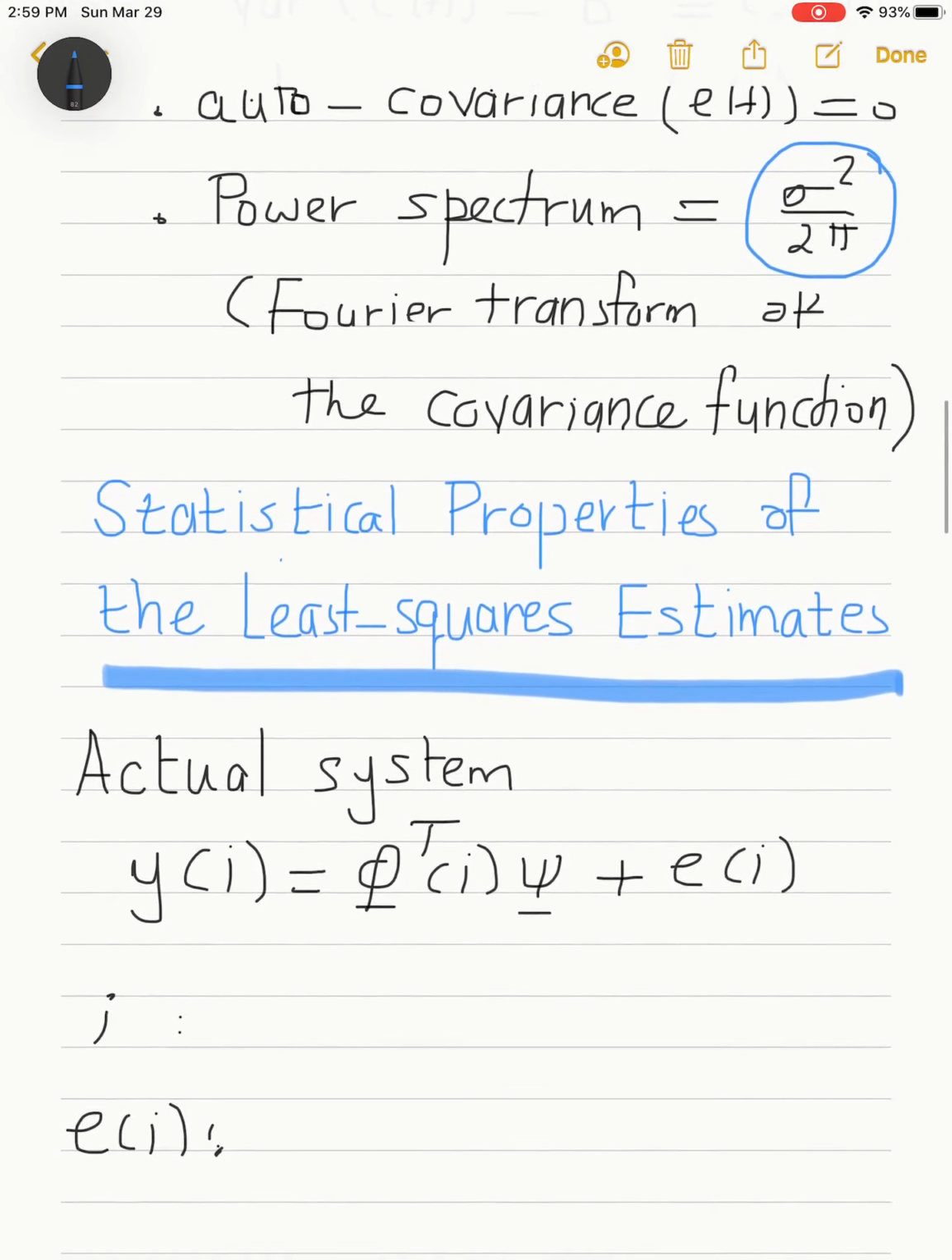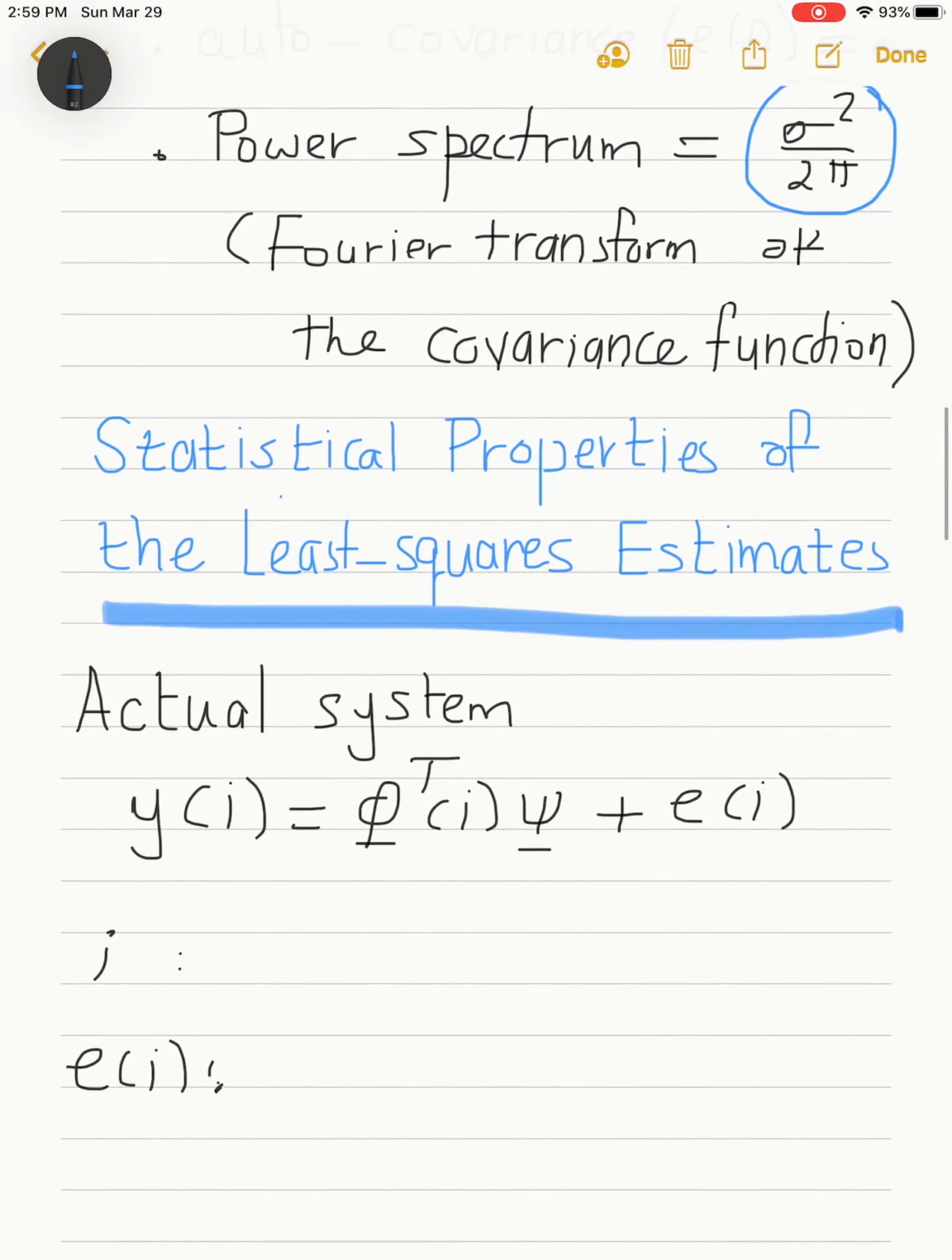So this summarizes what we need regarding random signals. Now we will go back and see the statistical properties of the least square estimator. Now we recall the equation that relates the measurement y to the true parameters of the system, and possibly some measurement noise or errors that are included in the modeling equation.